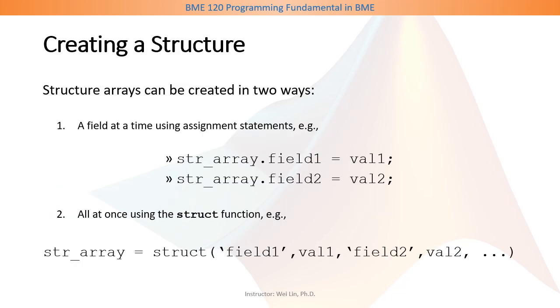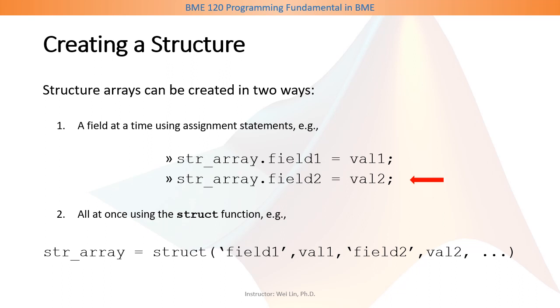There are 2 ways to create a structure. The first method is to create a field of a structure through direct assignment. In this statement, we create a field called field1 in a structure called str_array, and it is assigned a value called val1. Similarly, you can create a second field. And if the field already exists, then it will just update the value.